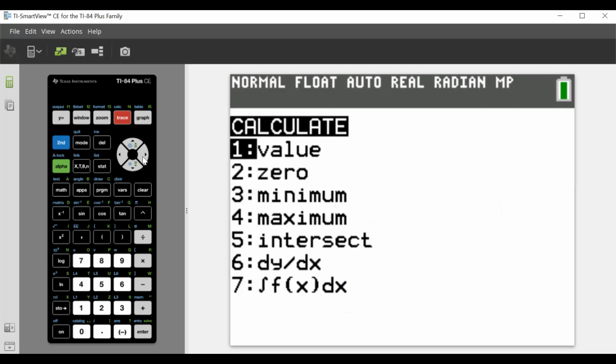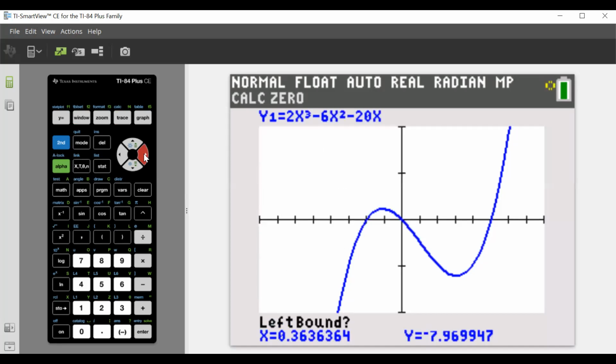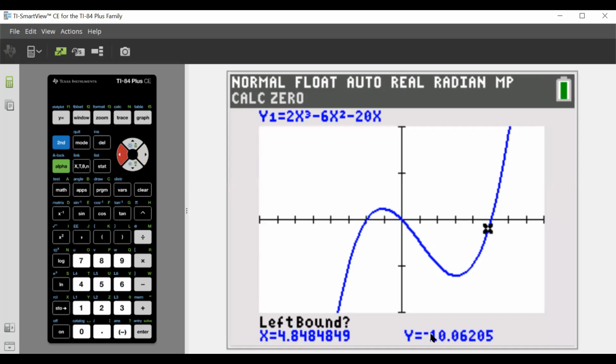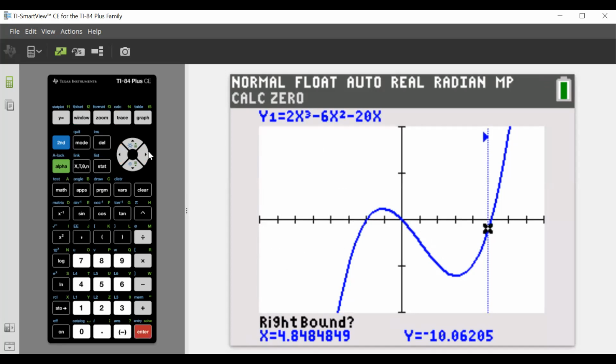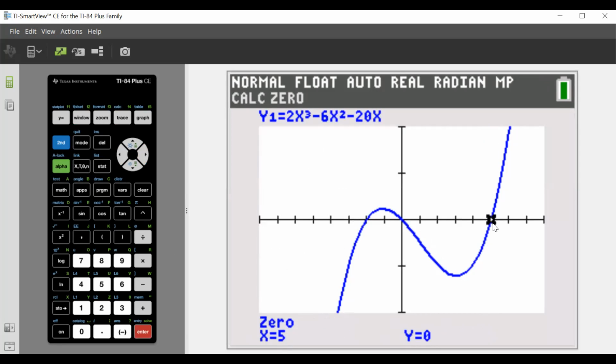And then we'll go and calc again. We want number 2. Now we'll go all the way over here. Now we want our left bound somewhere here. Again, we want it to be negative, and that means our other bound has to be somewhere in the positives where that is. And we click, and (5, 0) is our other intercept.